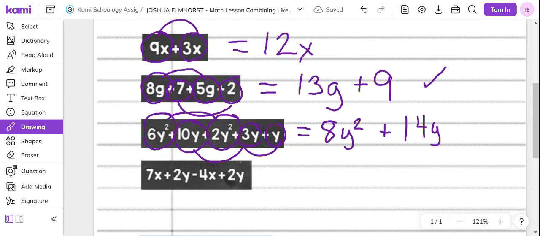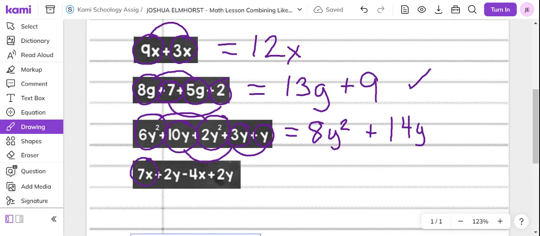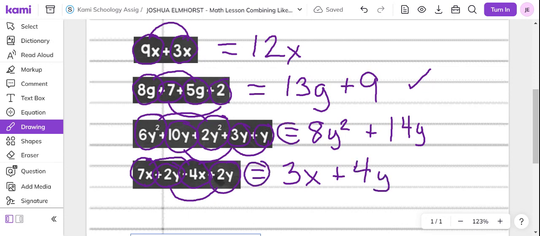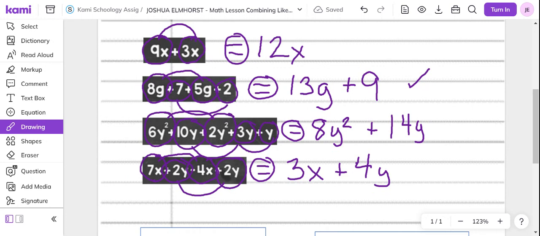And down below, there's one more example where we have x's and y's. So it's important to circle the sign to the left of that term. So there's 7x and negative 4x, or 7 minus 4x. Well, that means you have 7, but then you take away 4 of them, and you're left with 3x. And then we have 2y and 2y. They're both being added. So then you combine them together to be 4y. So these expressions, after they're combined, it's important to note that they are equivalent expressions.